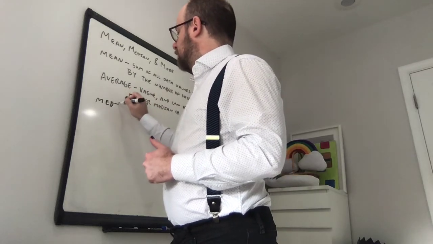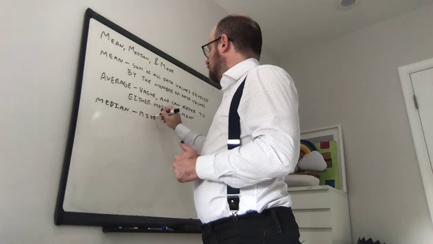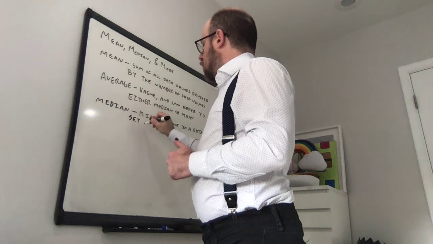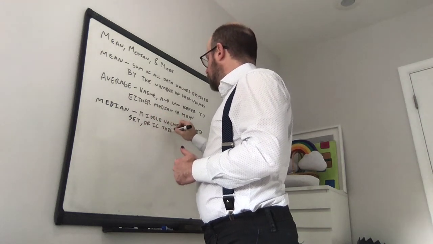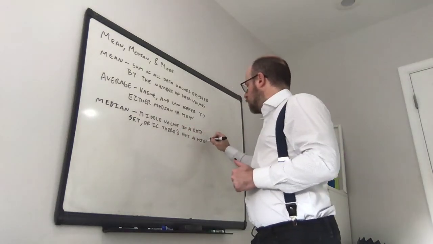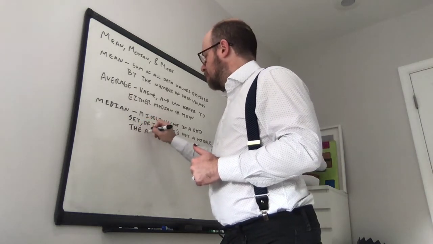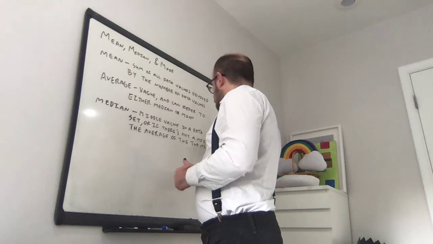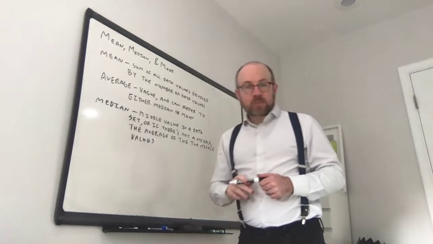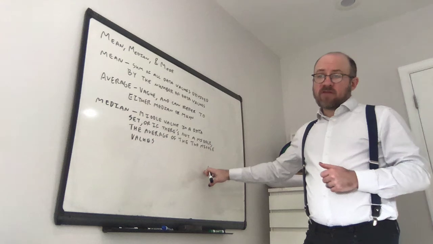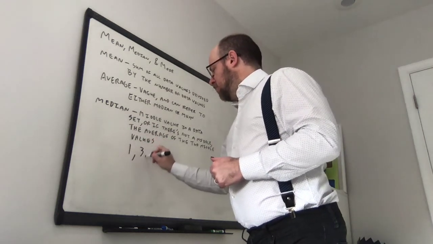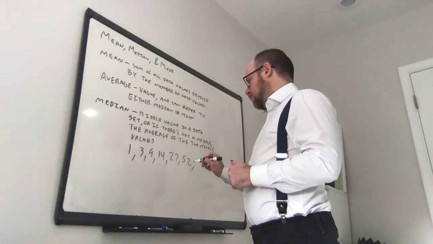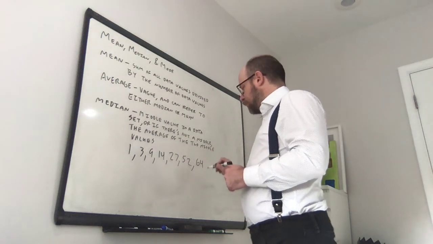Okay, so the median is the middle value in a data set, or if there's not a middle, the average of the two middle values. Okay? So to find the median of a data set, what you're going to do is put all the values in order. So say your data set is 1, 3, 9, 14, 27, 52, let's do one more, 64. So these are in order.